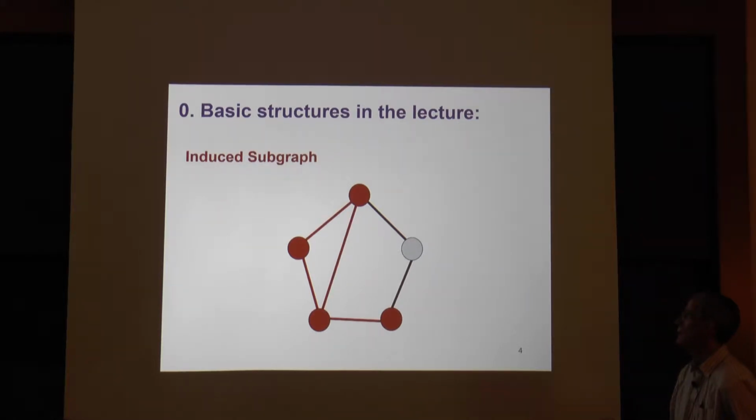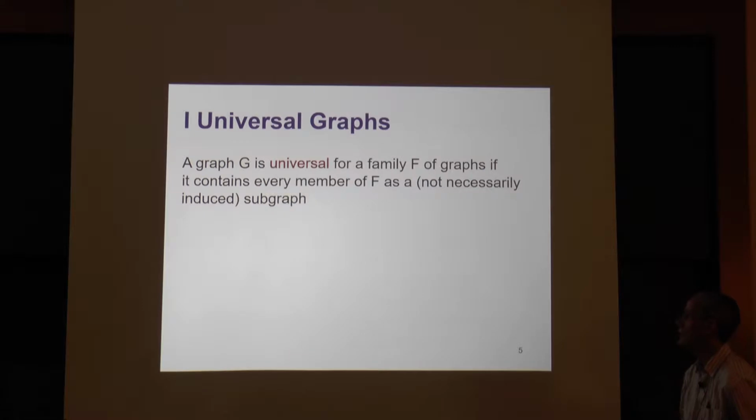Okay. So what do we mean by universal? We say that a graph G is universal for a family F of graphs. In my case, it will always be a finite family, although these questions make sense for infinite families as well, but we'll talk about finite. So graph G is universal for a family F of graphs if it contains every member of F as a subgraph, just as a subgraph.